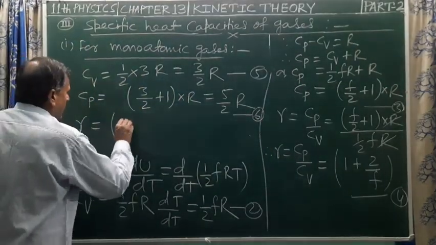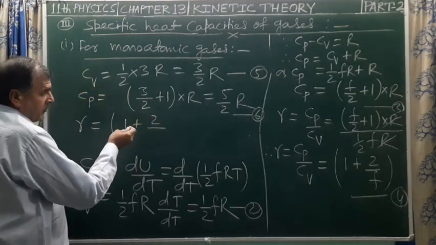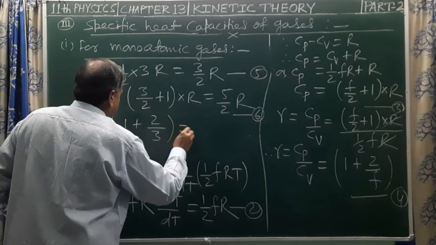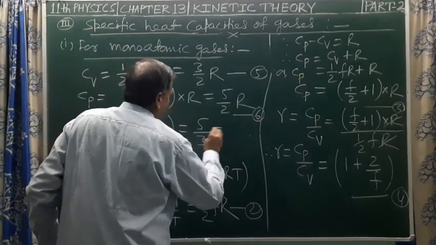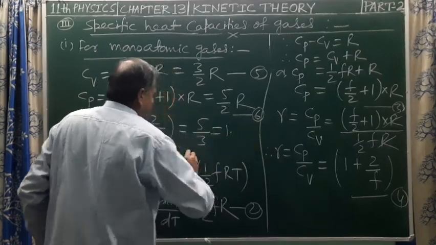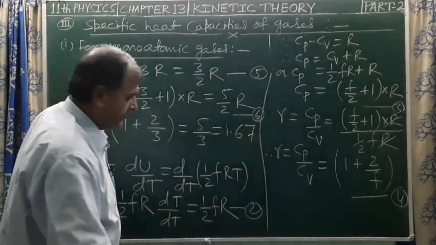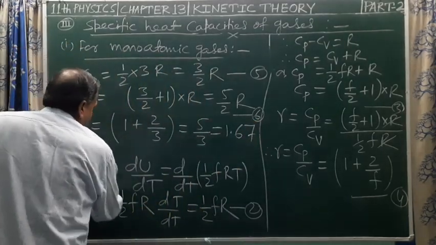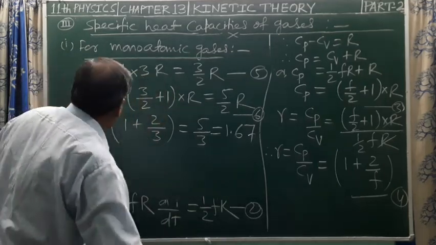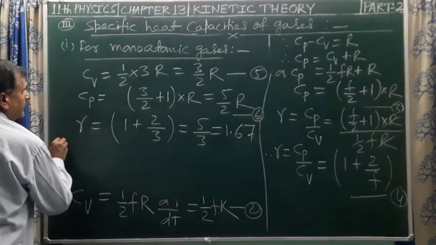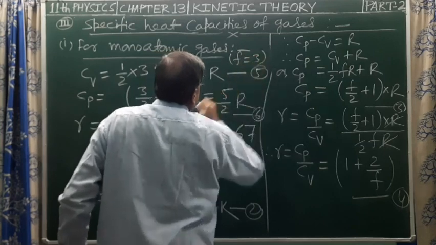So gamma equals 1 plus 2 upon F, and F, the degree of freedom for a monoatomic gas, is 3. So it is 3 plus 2, that is 5 upon 3, and 5 upon 3 is 1.6666, that is 1.67. We can write it. Similarly, for diatomic gases, for monoatomic gases, degree of freedom F is equal to 3.